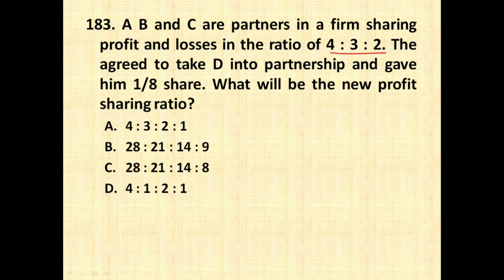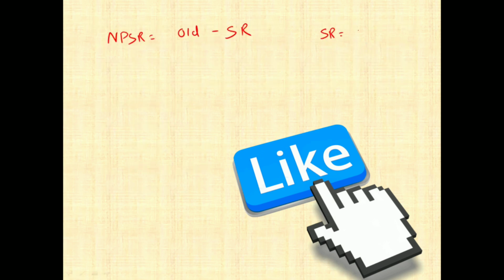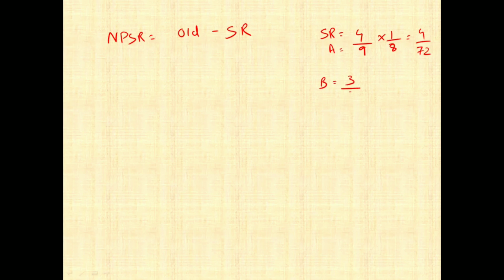So let us compute the sacrifice ratio. 4 plus 3 is 7, 7 plus 2 is 9. So A's share was 4/9, out of which he is giving 1/8 part. 4 into 1 is 4 and 9 into 8 is 72. In the same way B's ratio was 3/9 into 1/8 he is sacrificing. 3 ones are 3 and 9 eights are 72, and C's ratio is 2/9 into 1/8, that is 2 ones are 2 and 9 eights are 72.